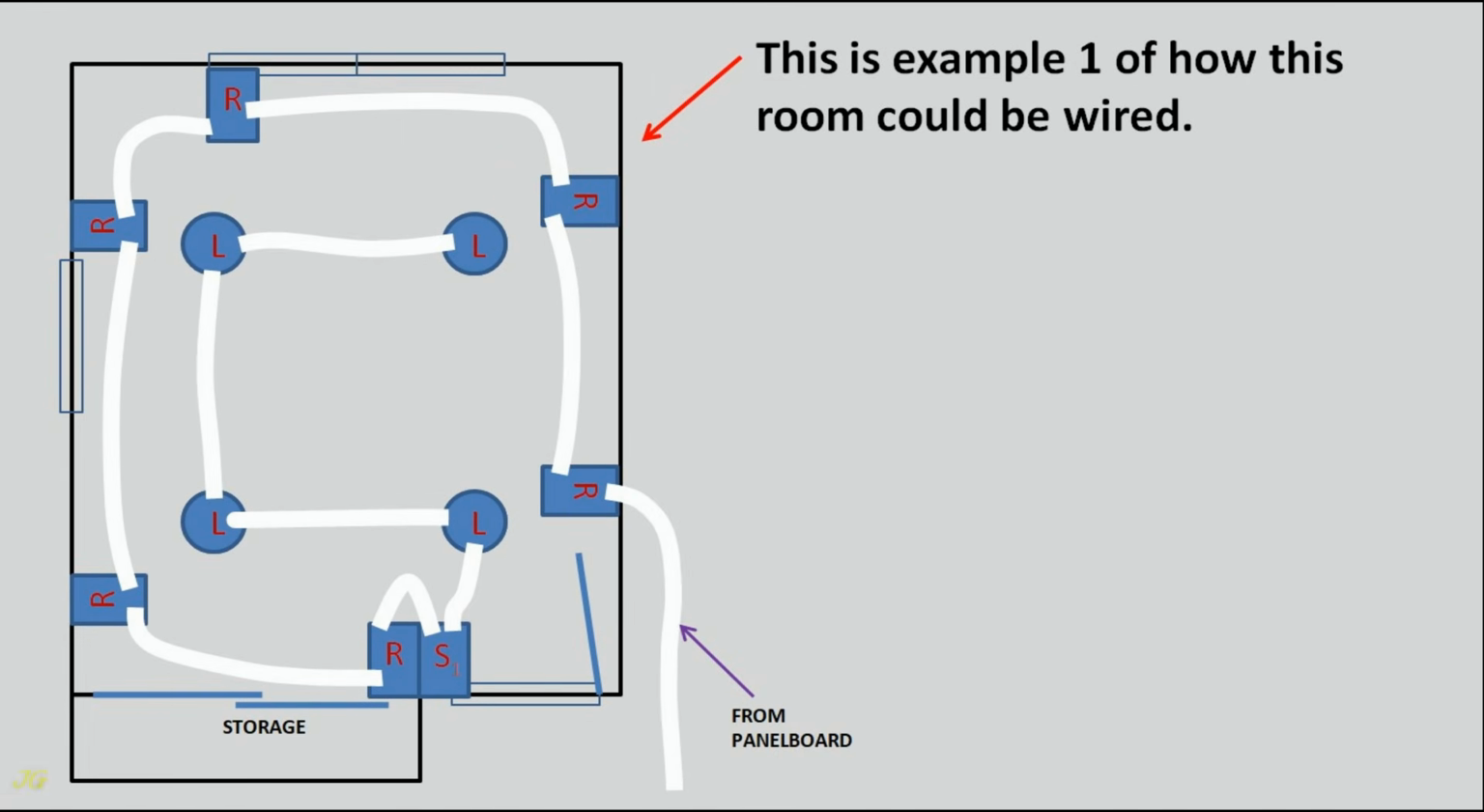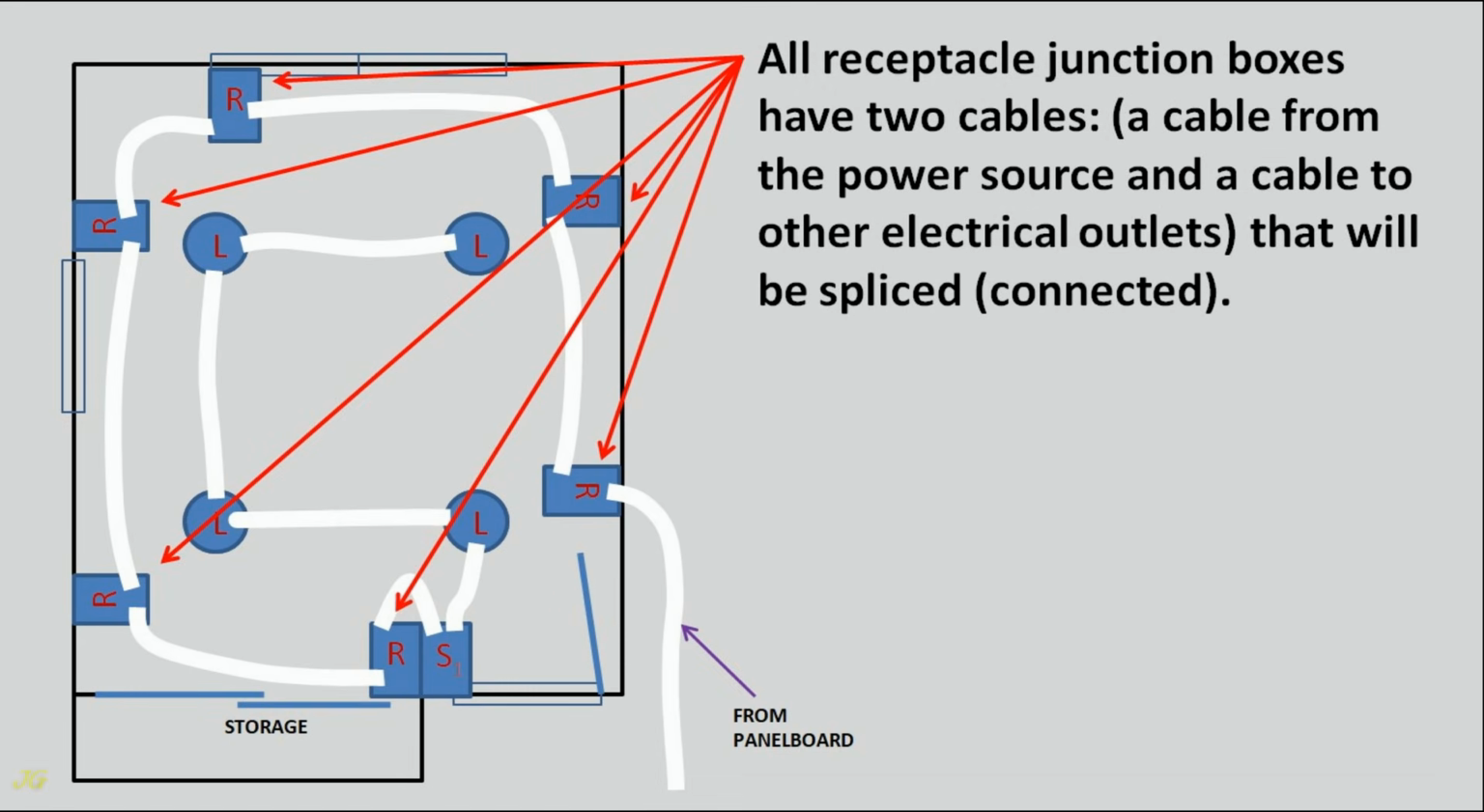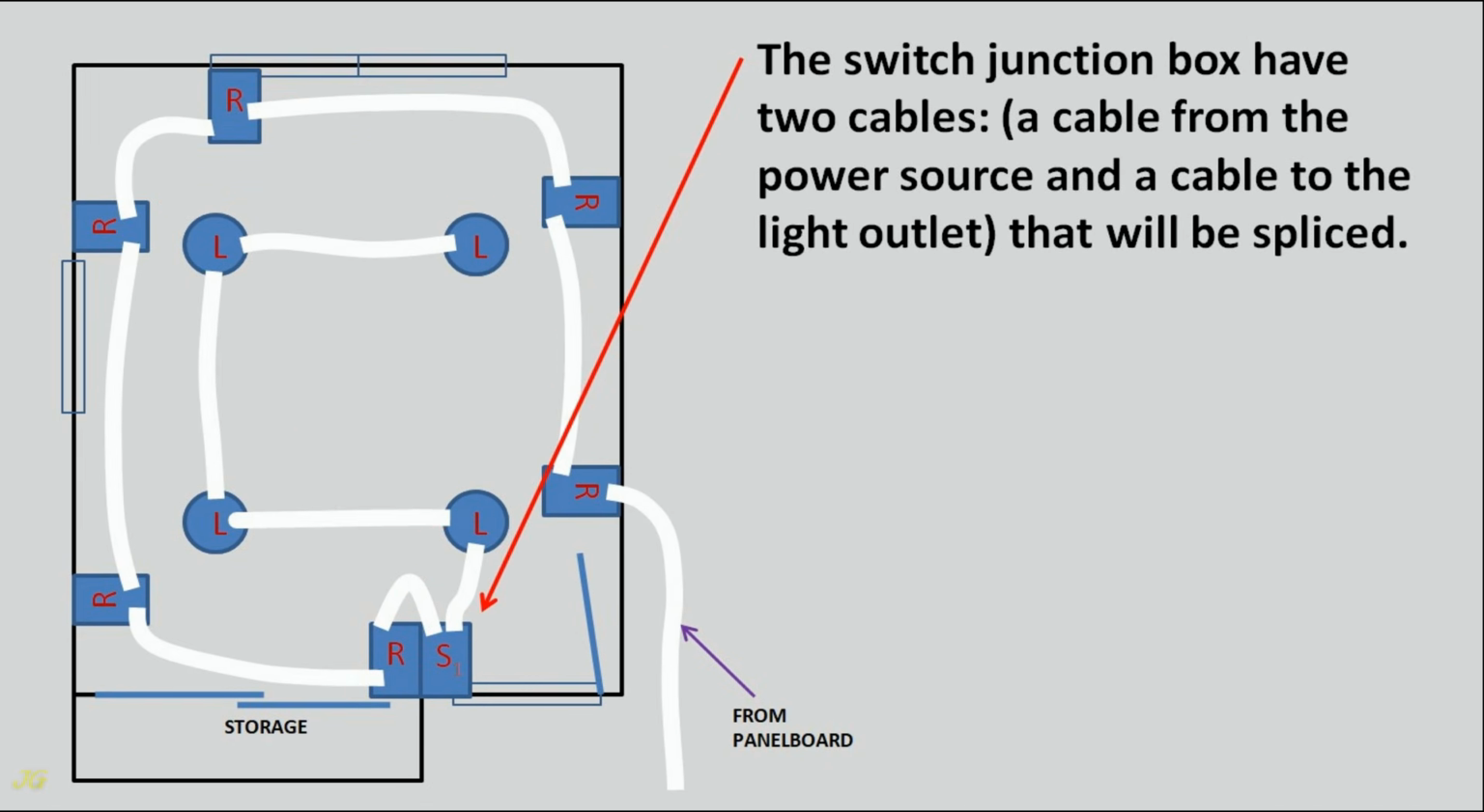This is example 1 of how this room could be wired. All receptacle junction boxes have 2 cables. A cable from the power source and a cable to other electrical outlets that will be spliced, connected. The switch junction box has 2 cables. A cable from the power source and a cable to the light outlet that will be spliced.